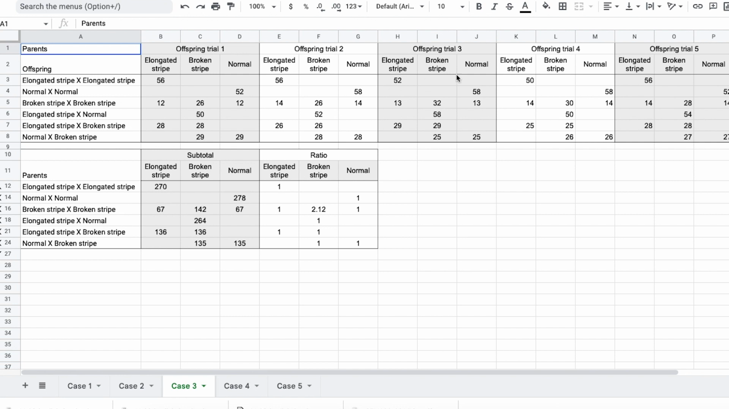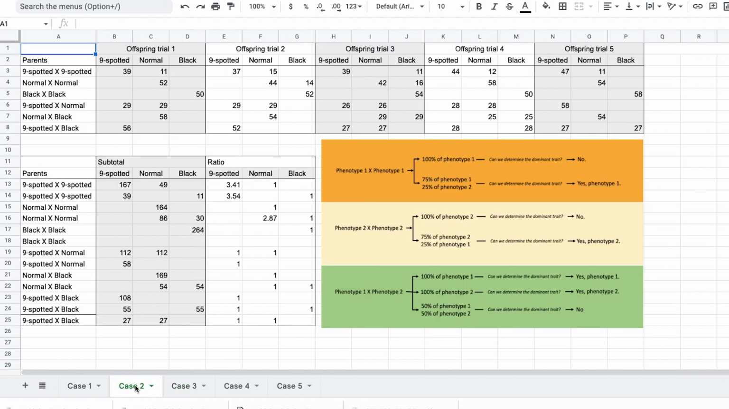Now we have the data and the patterns. To test the hypothesis of multiple alleles, we will ask students to compare the case 3 data patterns with those in case 2. Students should see the data patterns in these 2 cases are very different.